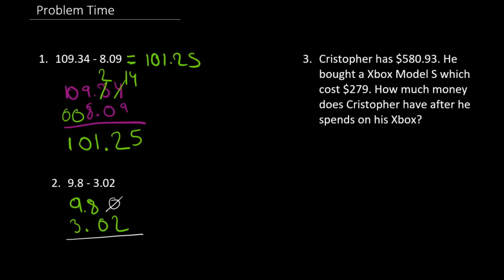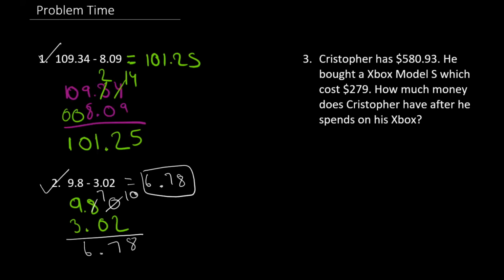So we can subtract 2 from 0, so we have to borrow. 10 minus 2 is 8. 7 minus 0 is 7. 9 minus 3 is 6. 6.78 is our answer. Let's see if that's a reasonable answer. So let's just say there's no 0.02 and 8. 9 minus 3 is 6. Is that close to 6.78? Yes, it is. So that's right. And this is also right because we checked it through reasonableness.